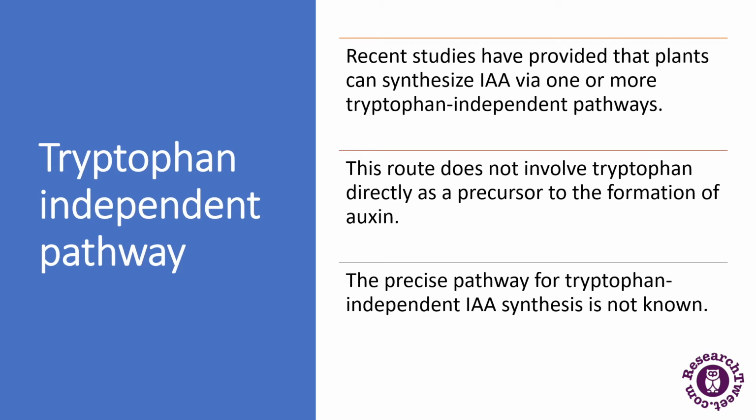There were many recent genetic studies that have provided evidence that plants can synthesize IAA, that is indole-3-acetic acid, via one or more tryptophan-independent pathways. This route does not involve tryptophan directly as a precursor in the formation of auxin. A tryptophan-independent pathway of IAA synthesis starts with indole, which has been partially characterized in various plant species.